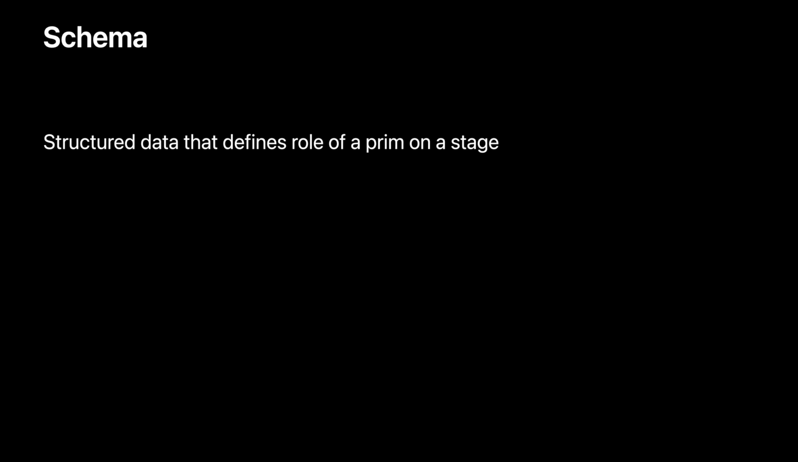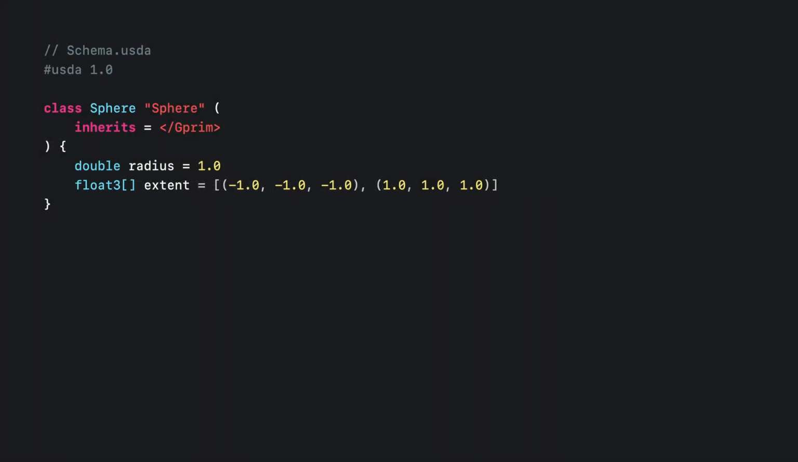But this brings up a good question. How does USD know what these prim types mean? USD knows this through the use of schemas. Schemas are structured data that define the role of a prim on the stage. They provide meaning to common scene concepts like geometry, materials, and more. For this example, here's a schema definition of a sphere. It defines that every sphere has a radius and a bounding box extent.